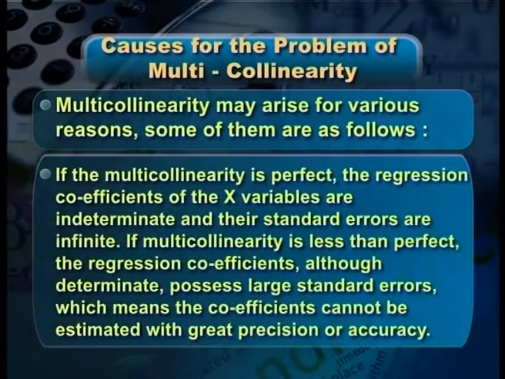If the multicollinearity is perfect, the regression coefficients of the x variables are indeterminate and their standard errors are infinite. If multicollinearity is less than perfect, the regression coefficients, though determinate, possess large standard errors, which means the coefficients cannot be estimated with great accuracy. These are the two important causes for the problem of multicollinearity.